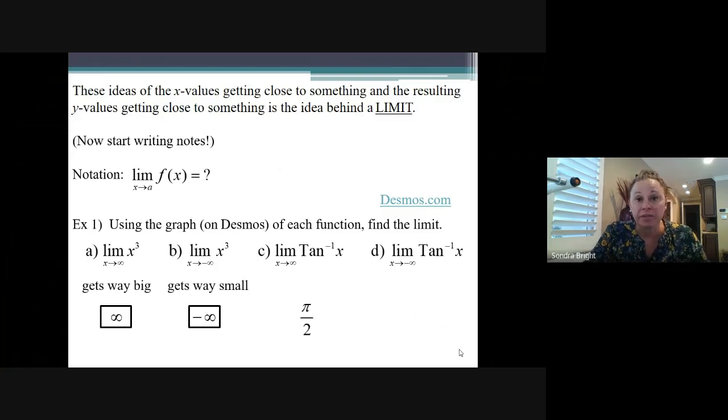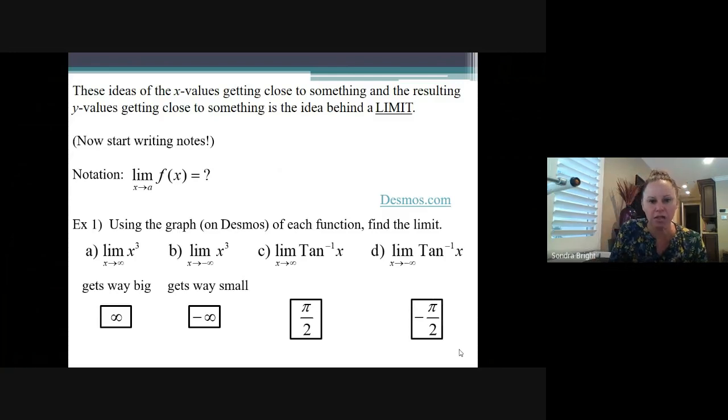Because if you owe $1 million, you don't owe a tiny amount. That's a huge amount. It's just in the negative, right? You're in the red. Same thing for inverse tangent. As x went to positive infinity, remember there was that asymptote at pi over 2. And then when x approached negative infinity for inverse tangent, it approached negative pi over 2.